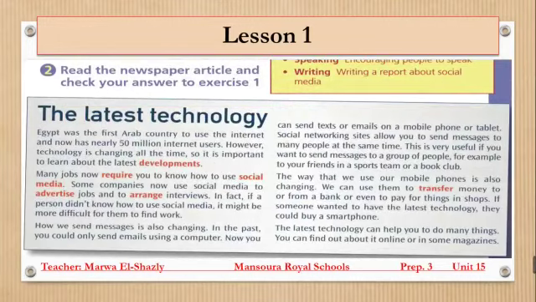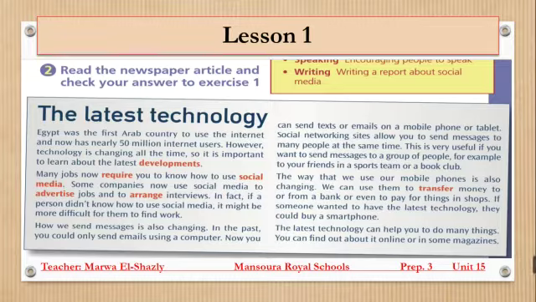Now, read the newspaper article and check your answer to exercise 1. The latest technology. We're going to read a text about technology. Egypt was the first Arab country to use the internet and now has nearly 50 million internet users. However, technology is changing all the time, so it's important to learn about the latest developments. Many jobs now require you to know how to use social media. Some companies now use social media to advertise jobs and to arrange interviews. In fact, if a person didn't know how to use social media, it might be more difficult for them to find work.